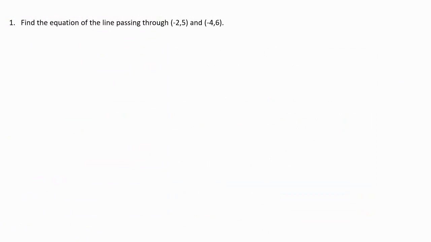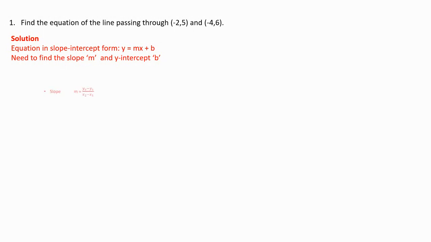Number one, it says find the equation of the line passing through the points negative 2, 5 and the point negative 4, 6. So the solution is we have to find the equation in slope-intercept form, which is y equals mx plus b. So we need to find my m, which is my slope, and the y-intercept, which is b. There's my slope formula, which is y sub 2 minus y sub 1 divided by x sub 2 minus x sub 1. And the y-intercept is going to be b equals y minus mx.